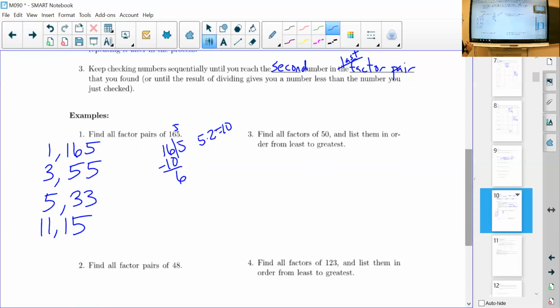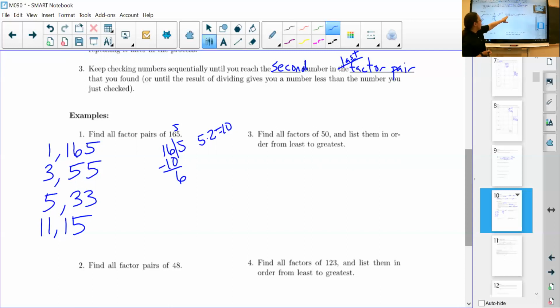12 is even, doesn't work. 13, well, I happen to know that 13 squared is 169, so it certainly can't go into 165. 14's out, and then 15 we have already found. So we're done. We found the 4 factor pairs of 165. So there are 8 total factors. You can do the same for 48.